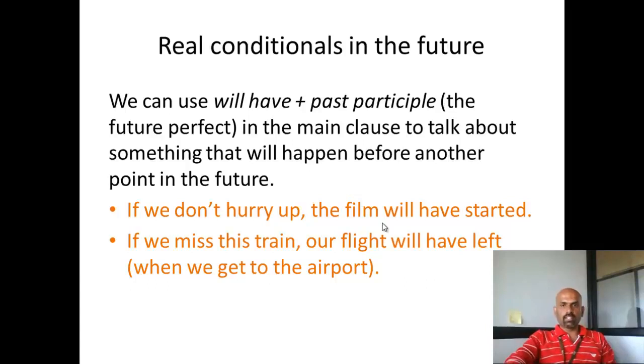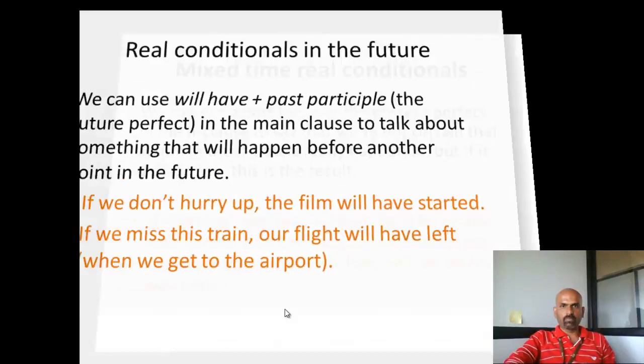Generally, we use this kind of syntax in the third conditional main clause, but here it is an exemption. You can see that you can use it in the present tense with will have plus past participle, and there's a small explanation here. Look at there. If we miss this train, our flight will have left when we go to the airport. It is implied. You should think in such a way.